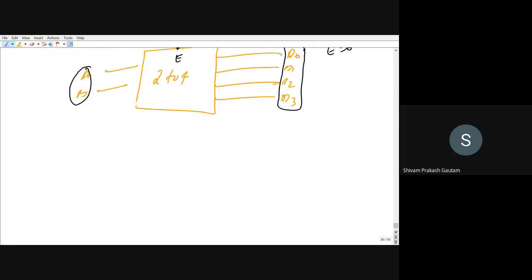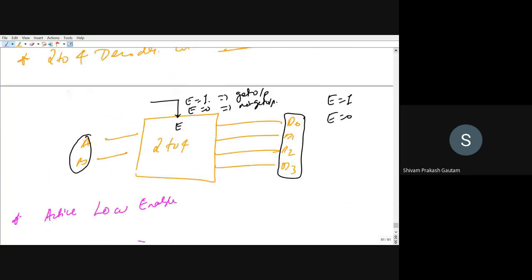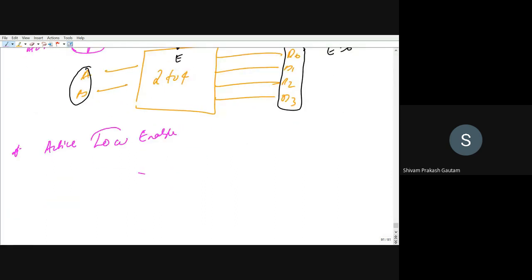Now there is one enable as well, which is called active low enable. This kind of enable is called active high enable. Active high means this decoder will operate when your enable is high. Now active low is just the reverse case of active high.